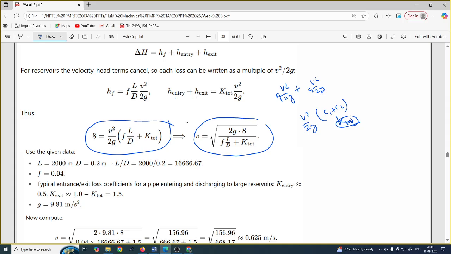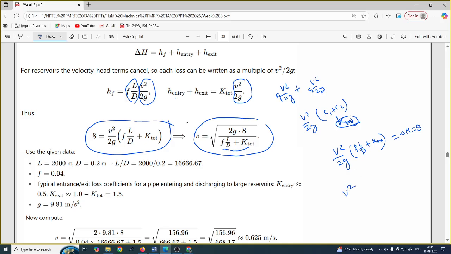Yes, so you can take the V square by 2g common in both, and after taking it out you will remain with f L by D plus K total. So the final expression will be V square by 2g times (f L by D plus K total), and here delta h is equal to 8, which is given in the question.